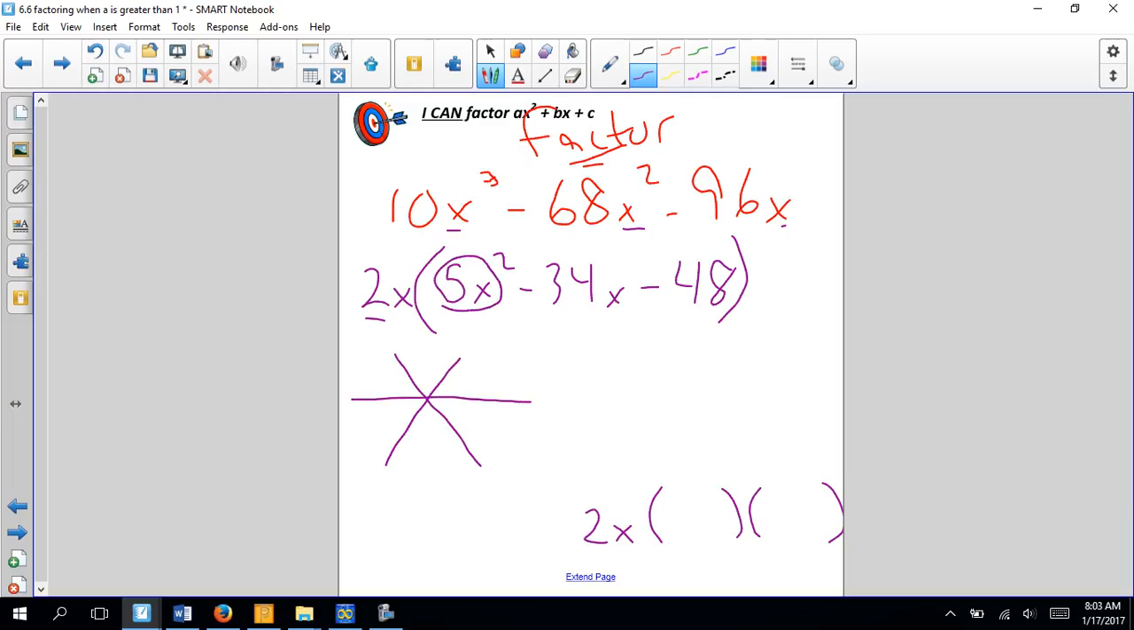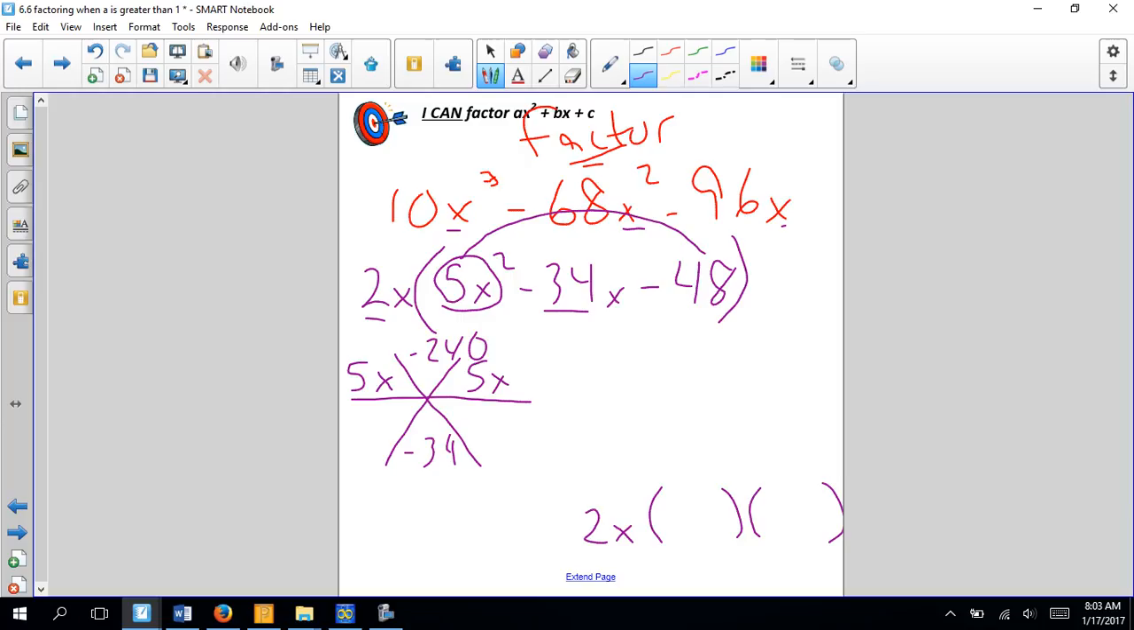This a term, again, is always our first term up top, so 5x. Our b term always goes in the middle, negative 34. Then a times c goes up top. So if that was 50 times 5, it would be 250, so that should be 240, negative 240. So I figure out what multiplies to get negative 240 and adds to get negative 34.